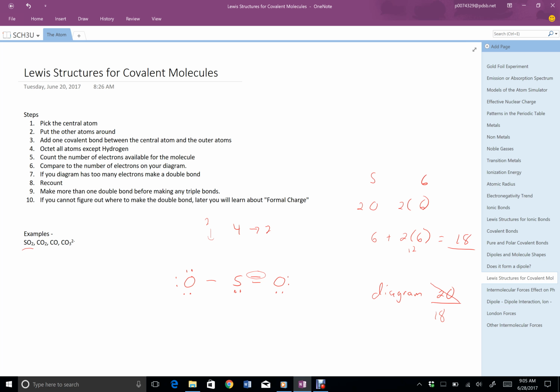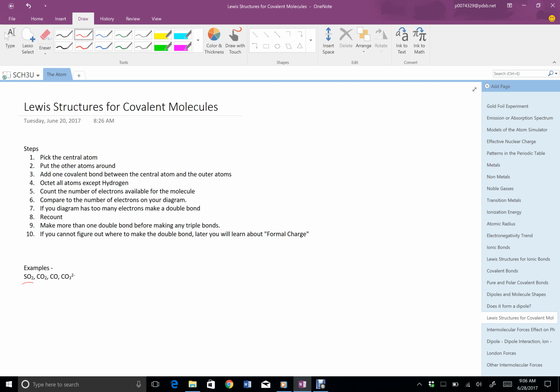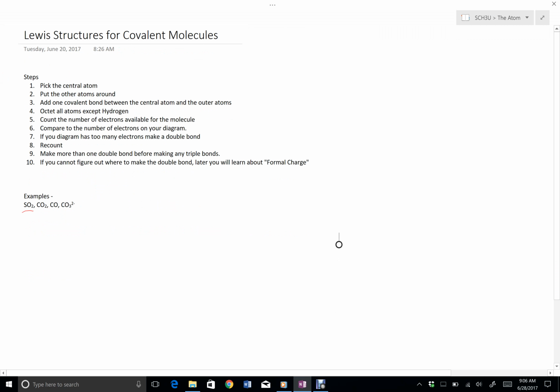Let's go ahead and erase that, and then we'll do our next example. In these next examples, I'm going to move a little bit faster. CO2. So C is our central atom, because there's one of them in comparison to the two O's. I'm going to put in one bond around each. So central atom, put one bond around each. Now I'm going to octet all of the atoms except hydrogen. No hydrogen, so octet everybody.